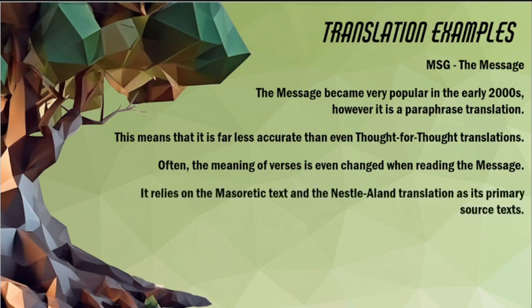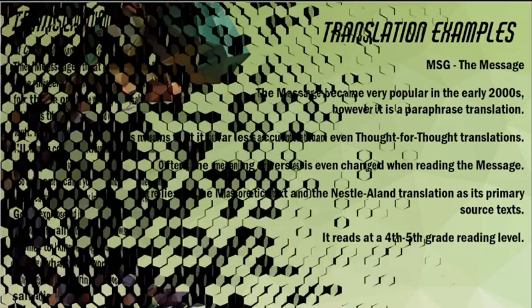It does rely on the Masoretic text and the Nestle Aland translation as its primary source text. It reads at a 4th or 5th grade reading level. Now, because of the way it works, you actually cannot just find one verse at a time. They bundle verses together. So what you're about to read is the same passage, but they've bundled in verses 18 through 21 together. But just hear how it reads. You'll understand what I mean in a minute.